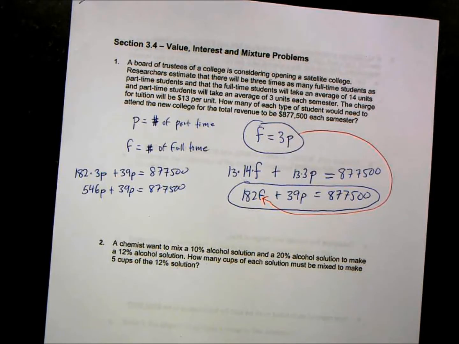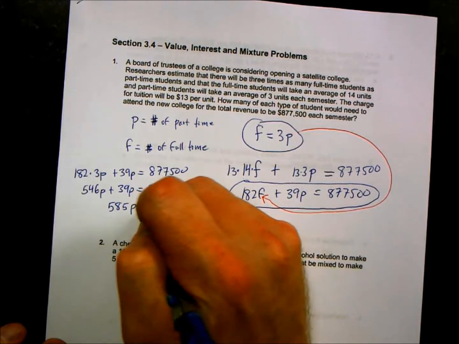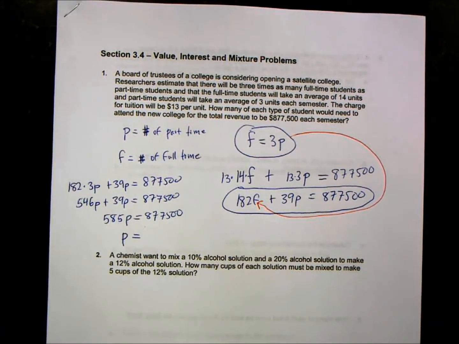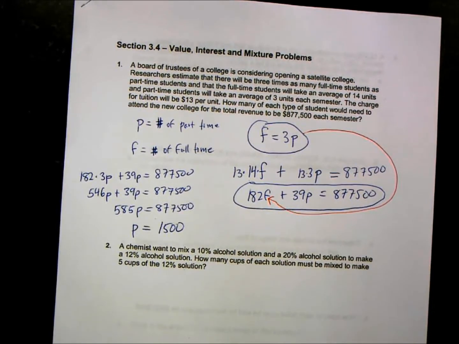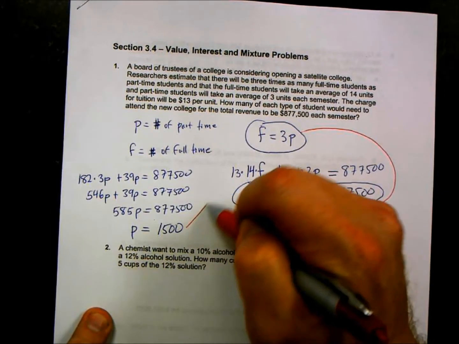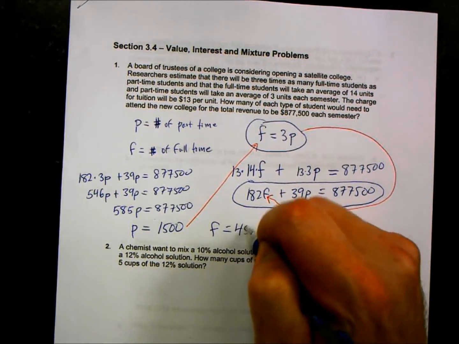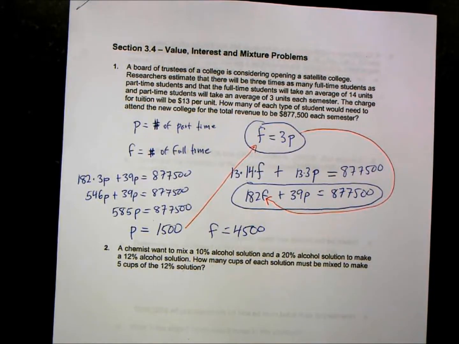Combine my like terms: 546p and 39p is 585p, equals 877,500. Divide, and p is 1,500. So this college needs to find 1,500 part-time students. So if you plug that number in, I would take that number and plug it in up there, and just multiply it by 3. So F is 4,500. So we need 1,500 part-time students and 4,500 full-time students.